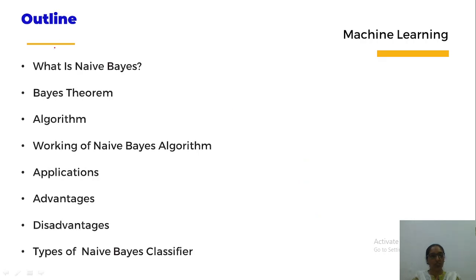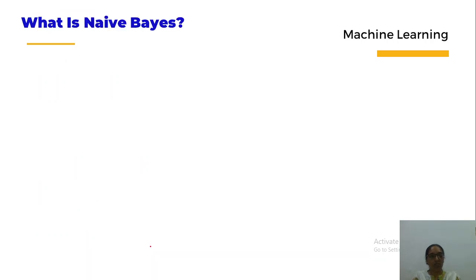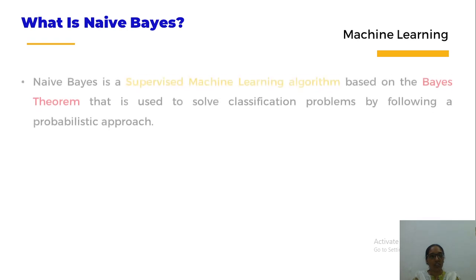So here we will first see what is Naïve Bayes classifier, then Bayes theorem, then the algorithm of the Naïve Bayes classifier, and the working of that algorithm. Then we will see some of the applications of the Naïve Bayes classifier, then advantages of it, disadvantages, and the types of Naïve Bayes classifier. So one by one we will see.